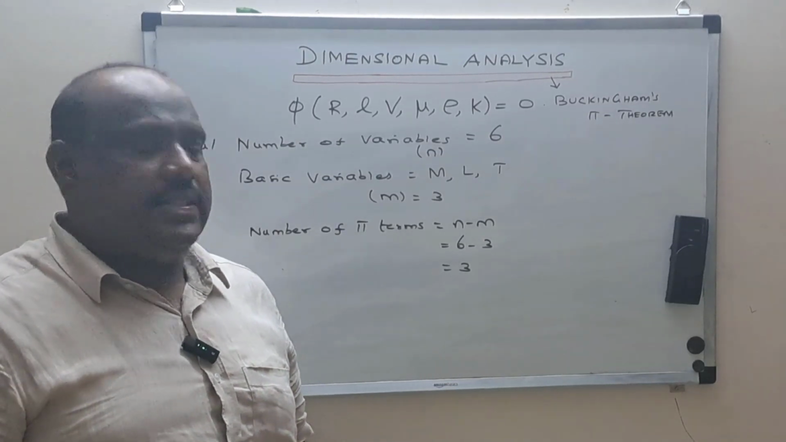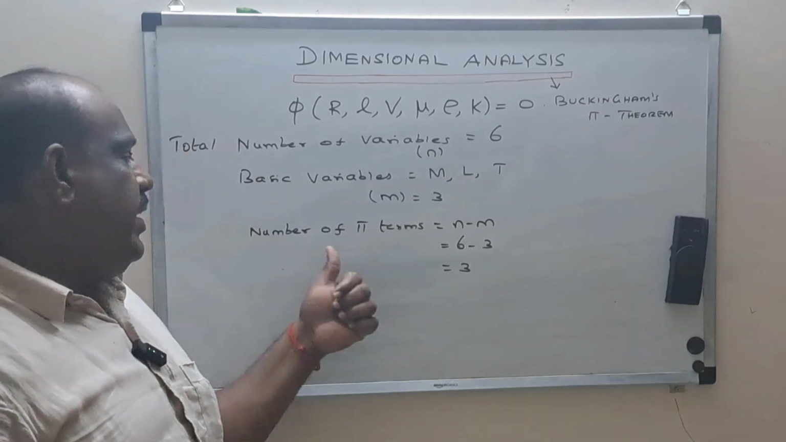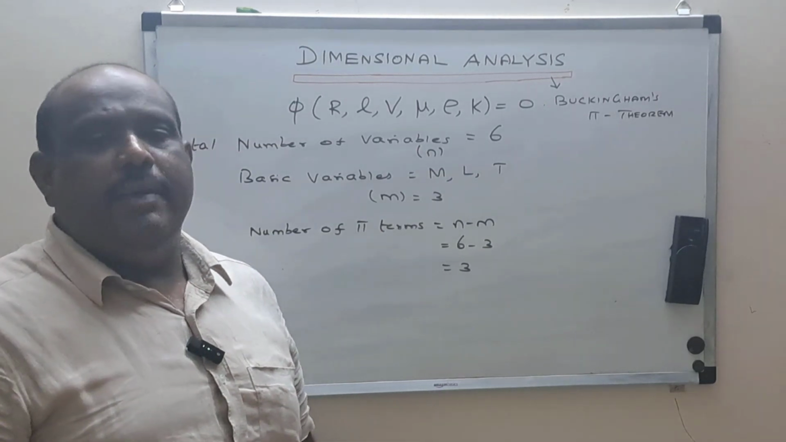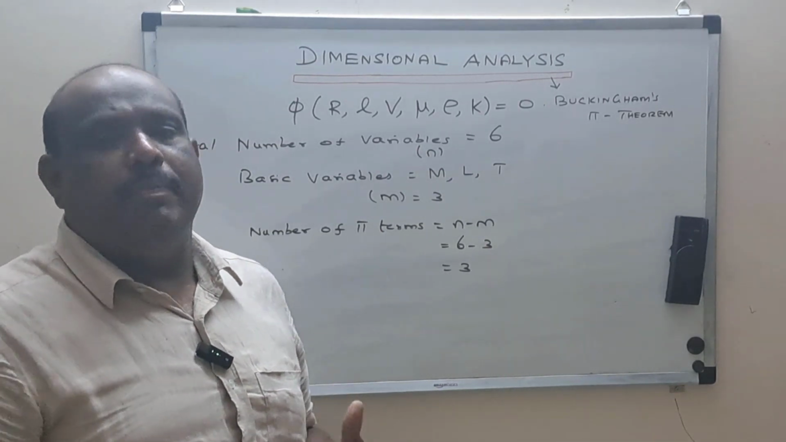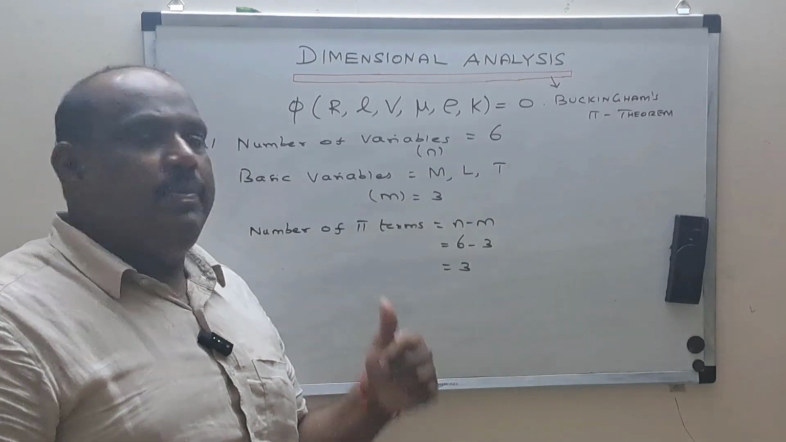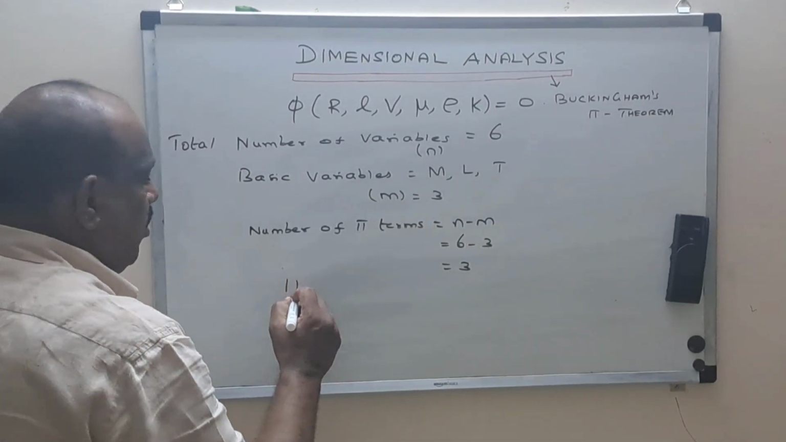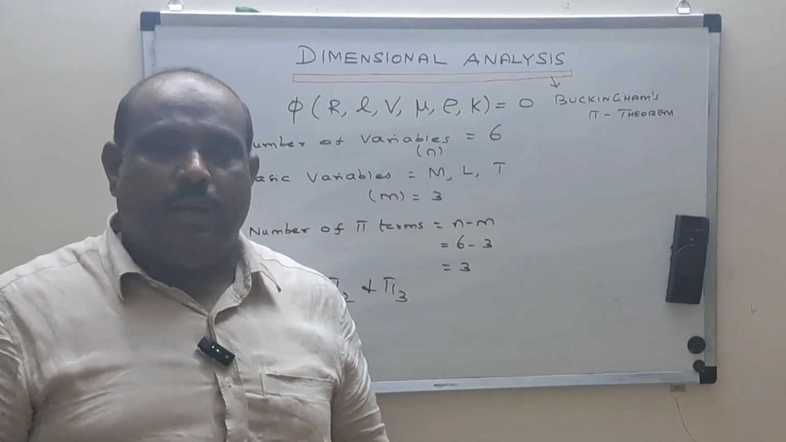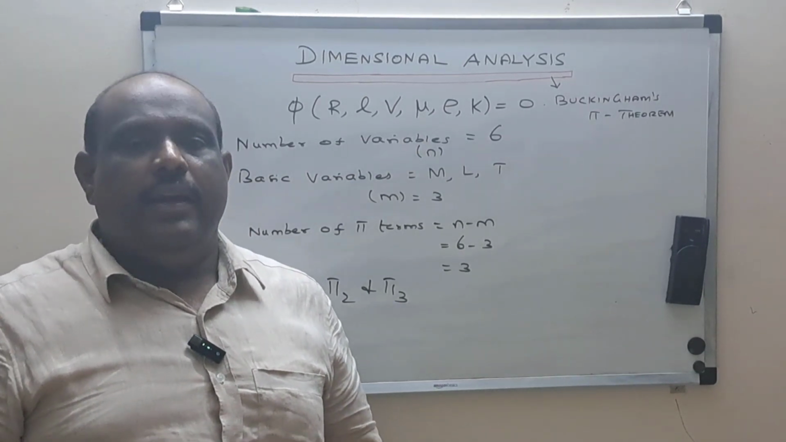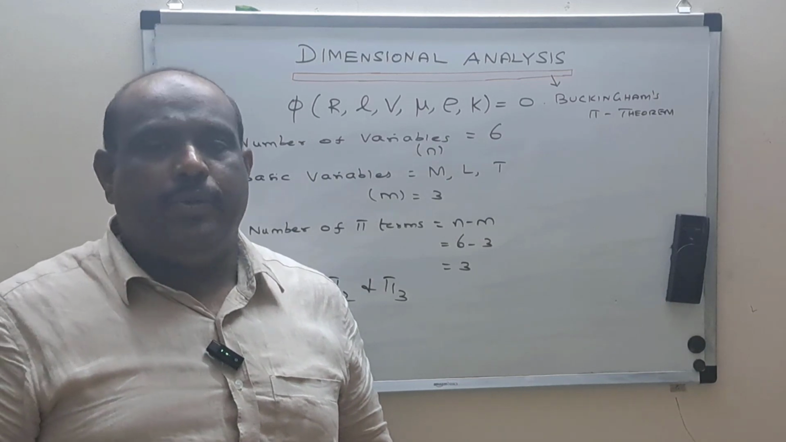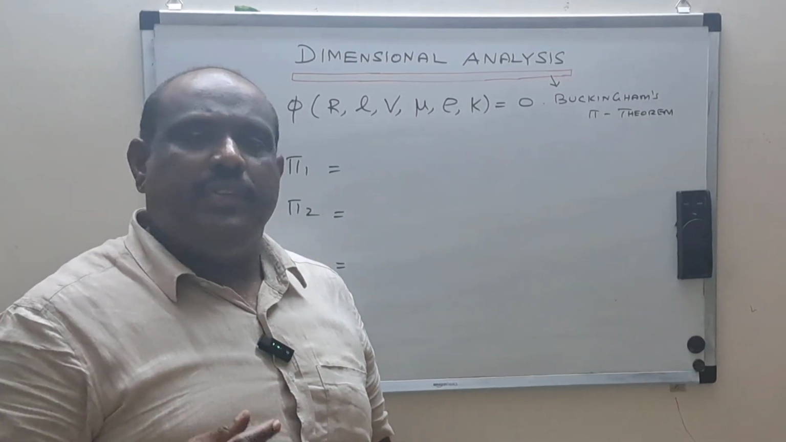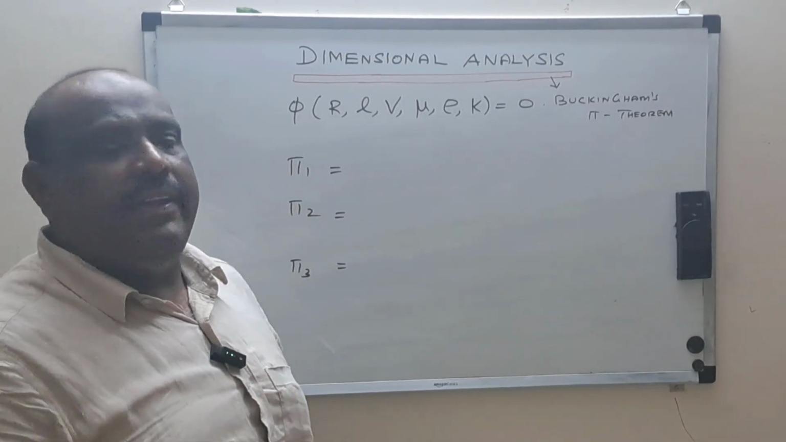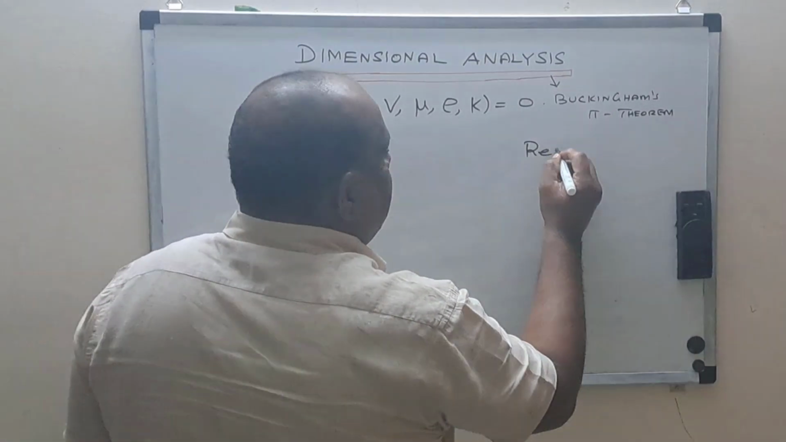The number of pi terms in this case will be equal to 3, because the formula for the number of pi terms is n minus m, where n is the total number of variables including the dependent and independent variables, and m is the number of basic quantities. Here it doesn't involve the temperature, so m equal to 3. So the number of terms will be 3, which means I have pi 1, pi 2 and pi 3. Let us continue further on how to determine pi 1, pi 2 and pi 3. Now we are about to form these 3 pi terms. For this we want to choose the repeating variables.